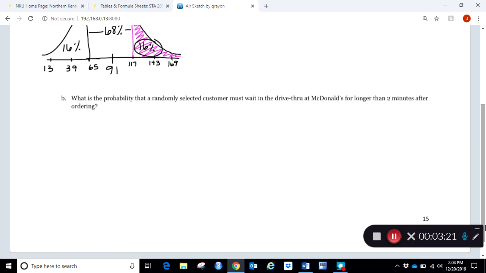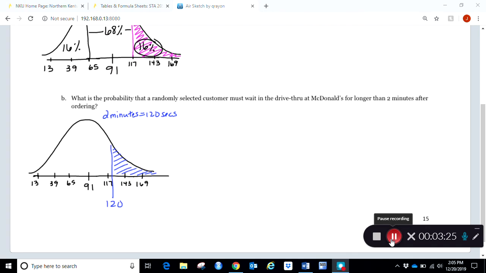Next, go ahead and try part B. So let's first see if our picture agrees. So I start with the same scale that I had up above, since my mean was still 91 seconds and my standard deviation was still 26 seconds. It then asked me for longer than 2 minutes. Well, first my other units were in seconds, so the first thing I did was change 2 minutes to 120 seconds. And therefore it fell between the 117 and the 143, but much closer to the 117. The longer then tells me to shade to the right.